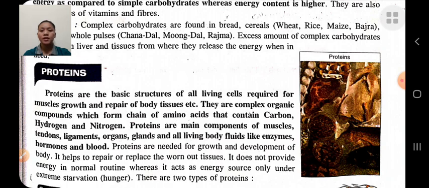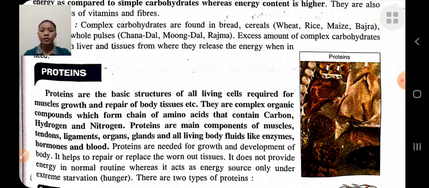Protein contains carbon, hydrogen and nitrogen, and proteins are the main component of muscles, tendons, ligaments, organs, glands and all living body fluids like enzymes, hormones and blood. Proteins are needed for growth and development. They also help to repair or replace worn out tissue.